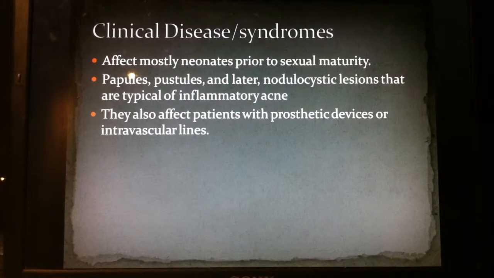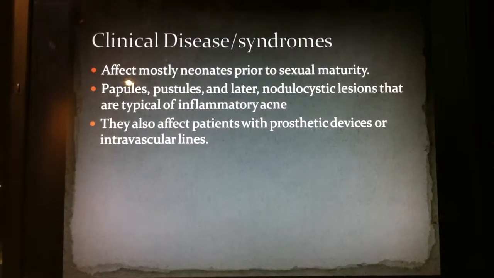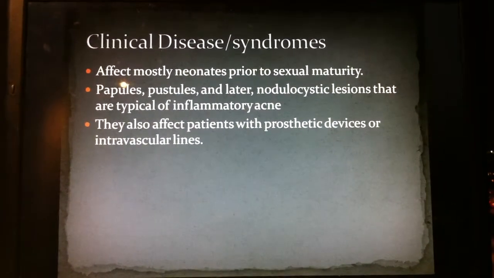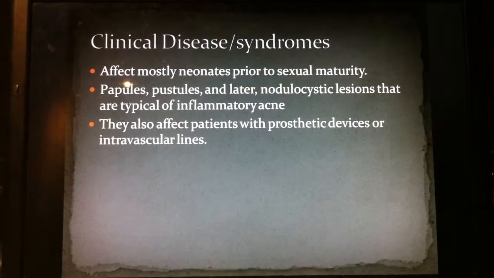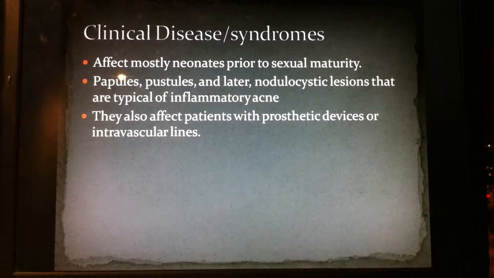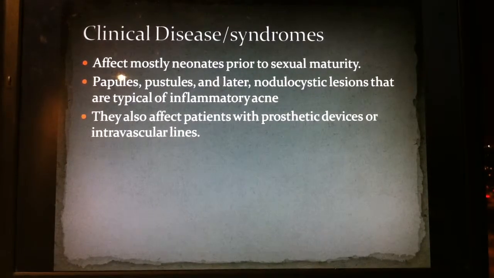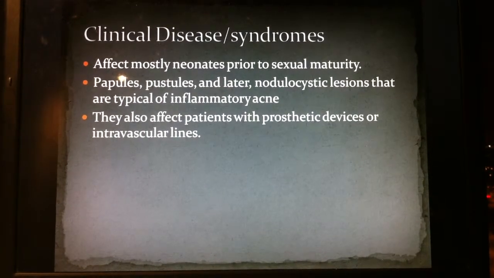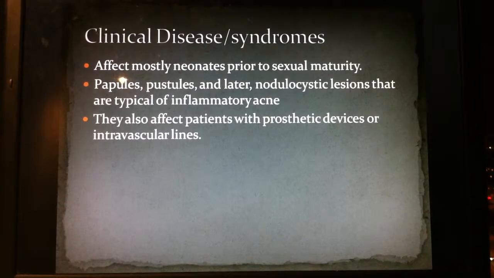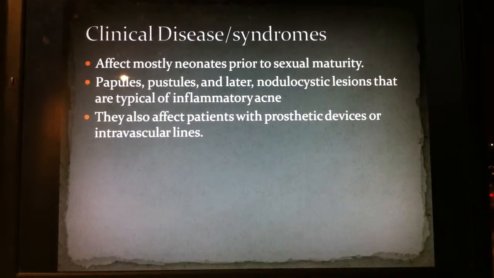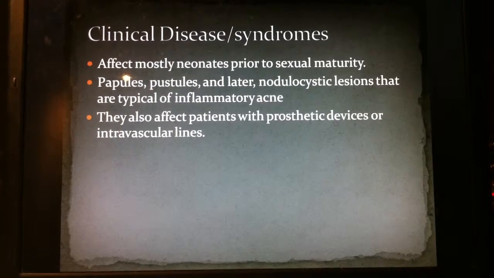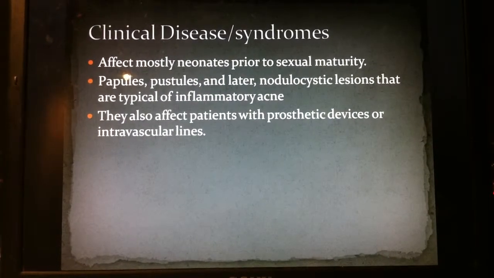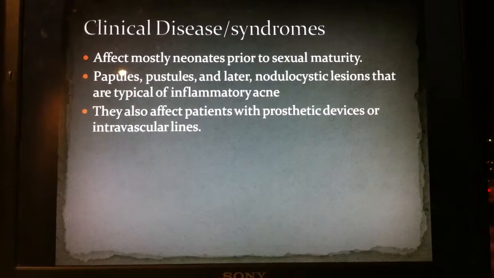Now let's take a look into the clinical disease and syndromes. Species of Propionibacteria can be found all over the body. Propionibacteria are generally non-pathogenic. However, when certain species of Propionibacteria contaminate blood and other body fluid, they can cause a number of infections, including the common skin disease, acne vulgaris.